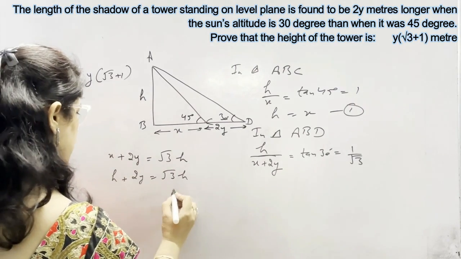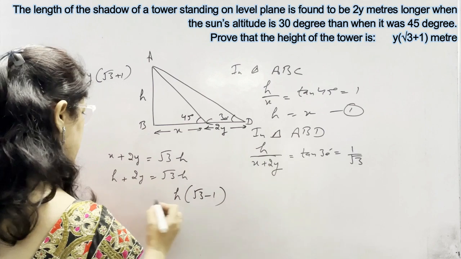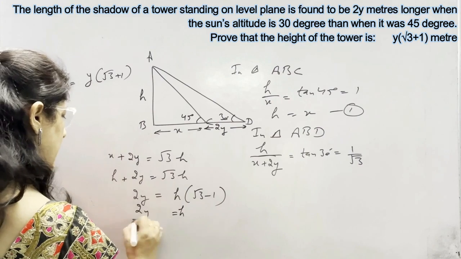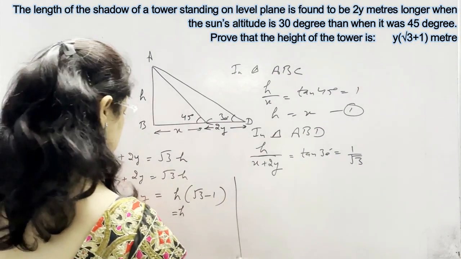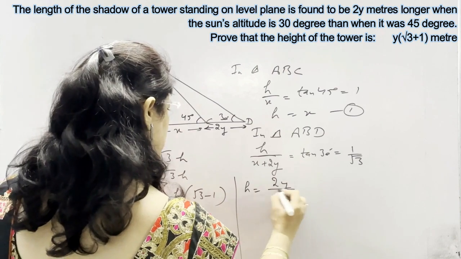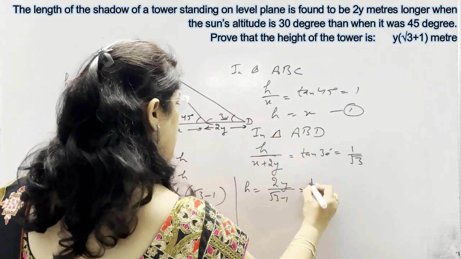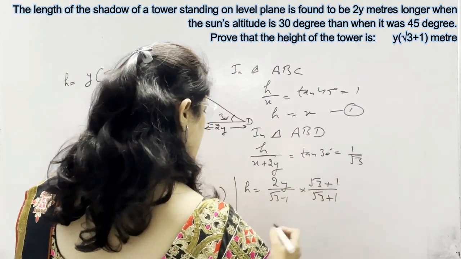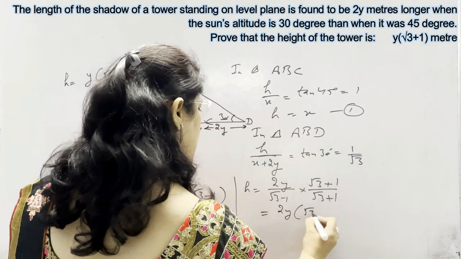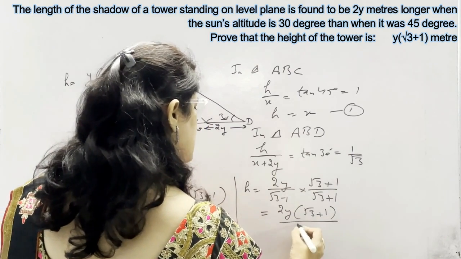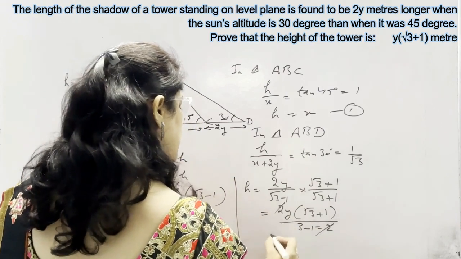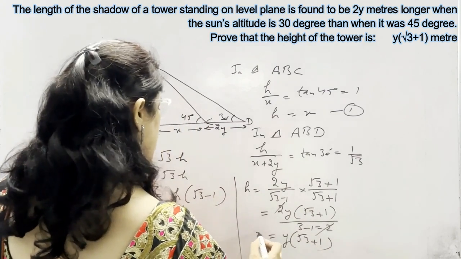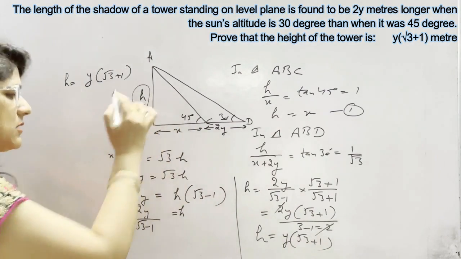We can take h common here. h times (root 3 minus 1) is equal to 2y. So h is equal to 2y upon root 3 minus 1. But we cannot leave the denominator like this, so we need to rationalize by multiplying by root 3 plus 1. So 2y times (root 3 plus 1), and by a square minus b square, 3 minus 1 equals 2. So we cancel these two, and the answer is y times (root 3 plus 1), which is the value of the height of this tower h.